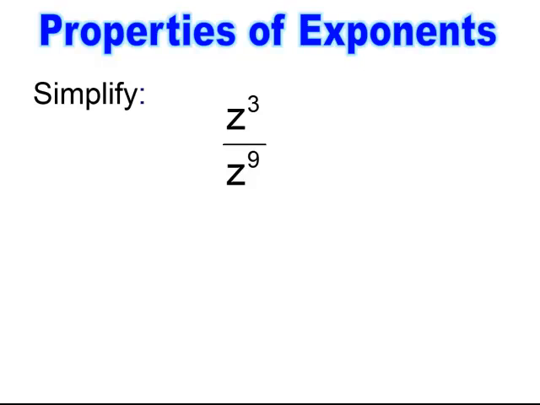Pause and try. The higher exponent's on the bottom, so I'm subtracting and it's going to stay on the bottom. I get 1 over z to the 6th. Pause and try.